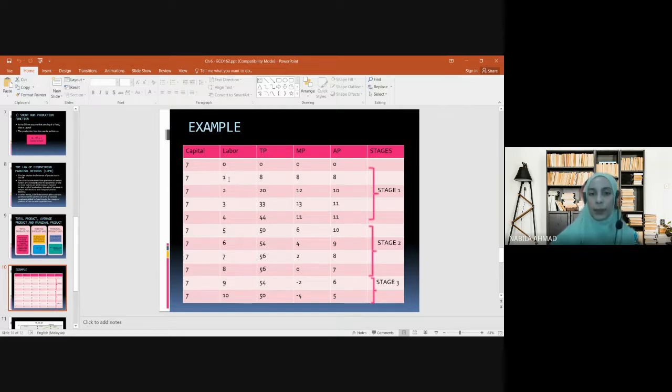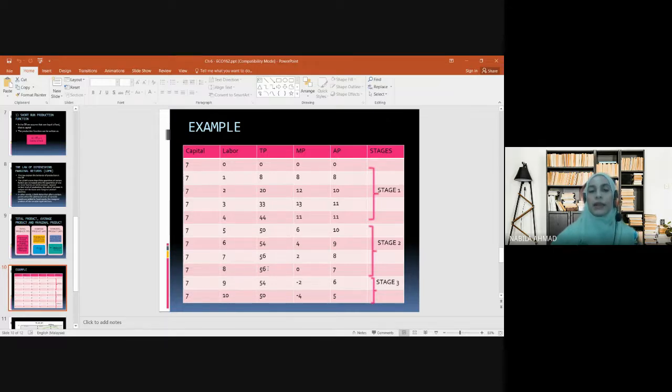Kalau tambah satu labor, output kita bertambah hingga 8 unit. Tambah labor kedua, output kita bertambah to 20. Labor ketiga, output bertambah 33. Ya, 4 bertambah 44. Labor number 5, 50. Until number 7 and 8, ya, the total product is maximum.